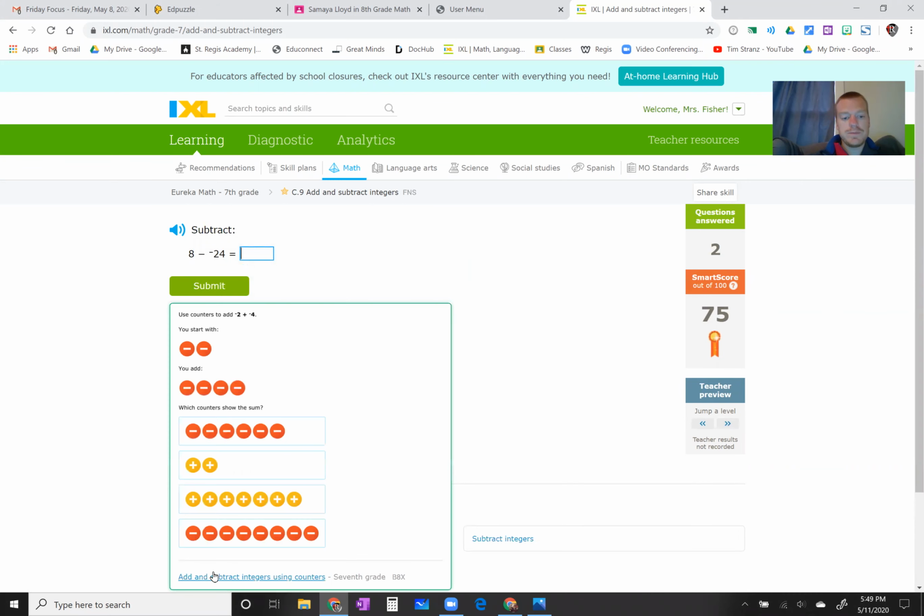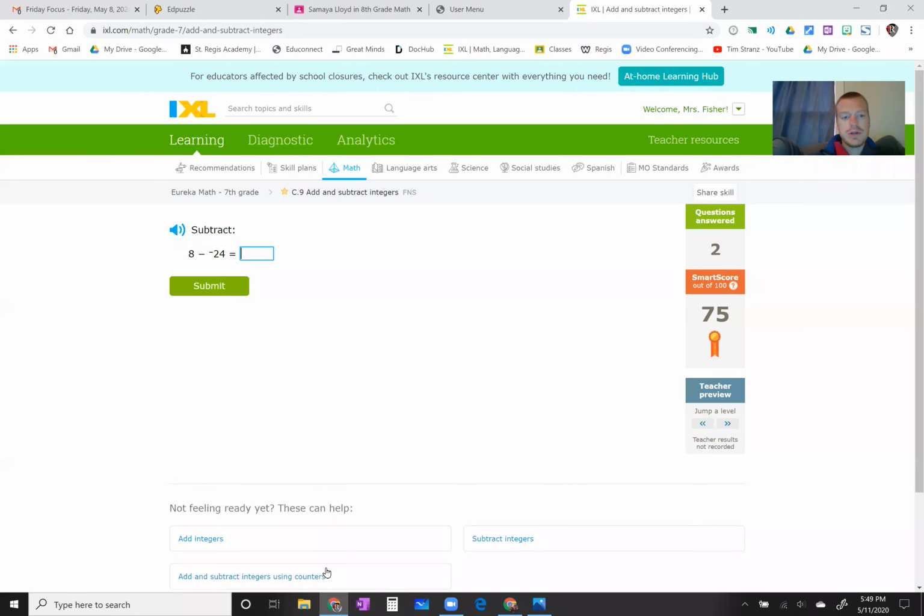Okay, let's look at this one. So here you got 8. I'm going to write it bigger just so we can see it. 8 minus a -24. Remember what I said: if you have two negatives right next to each other like this, literally you got a negative and then a negative right next to each other, they both become positive. So really you're just doing 8 plus 24, which is 32. Okay.